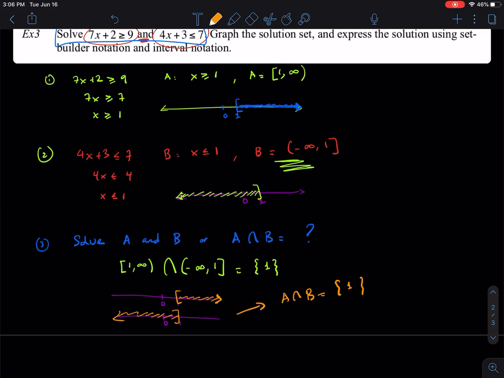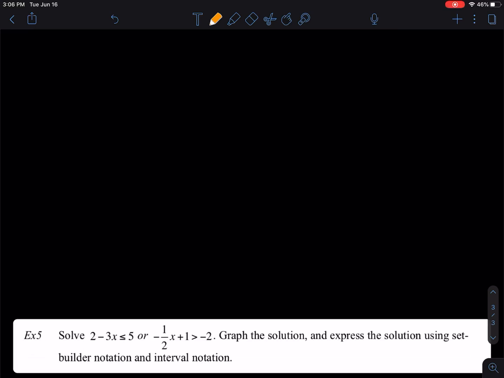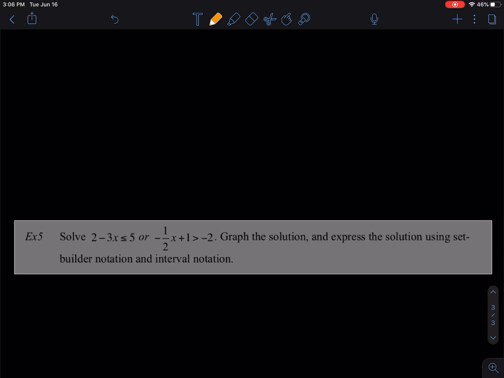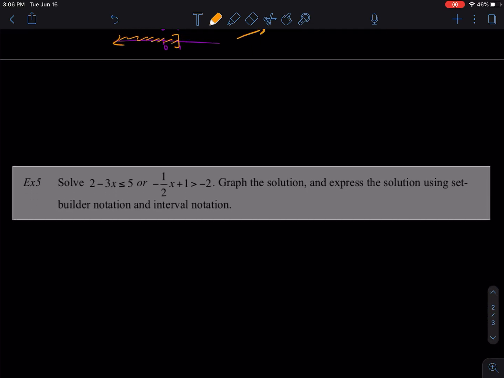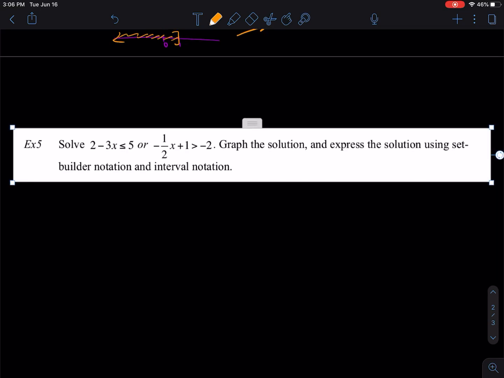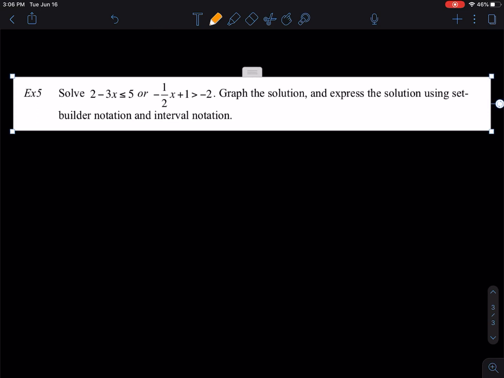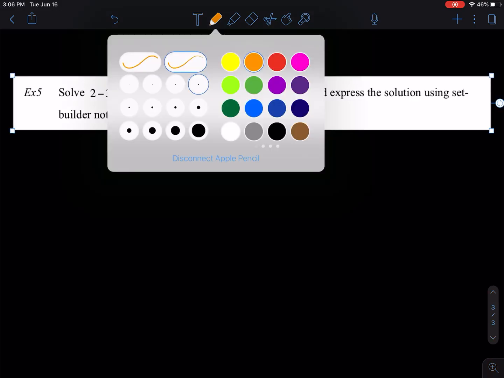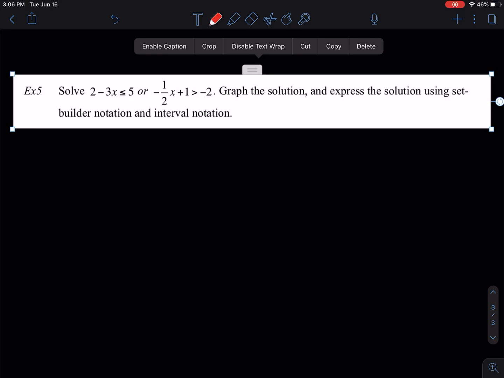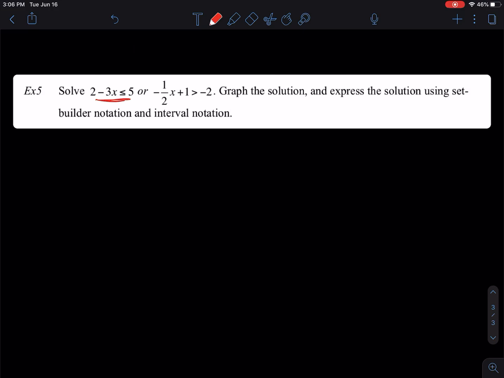Moving on to the next example, we're going to solve a compound inequality using an OR statement. So this is asking for solve A union B. Step one, let's go ahead and simplify our first set.